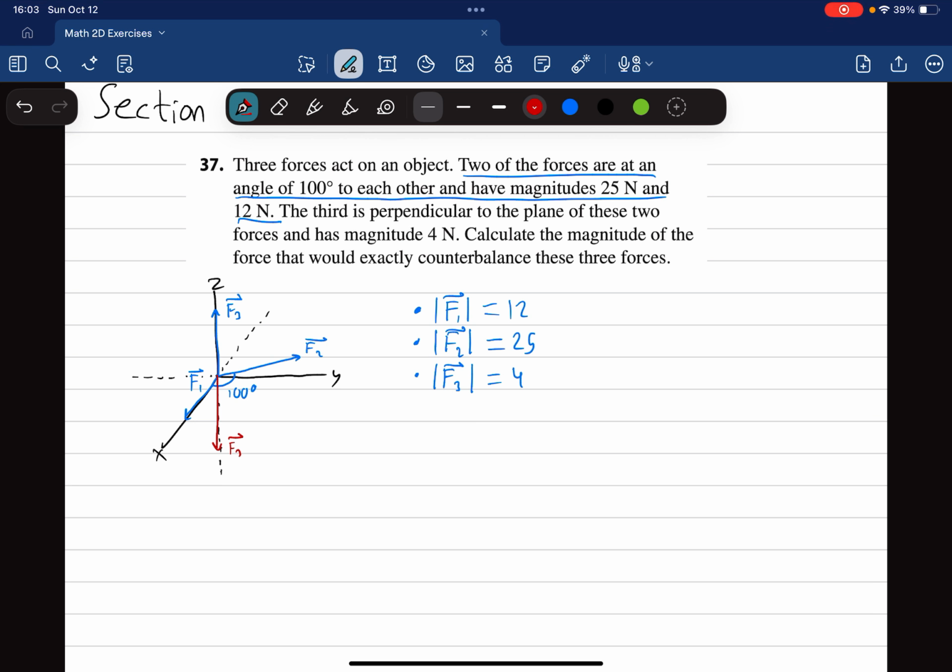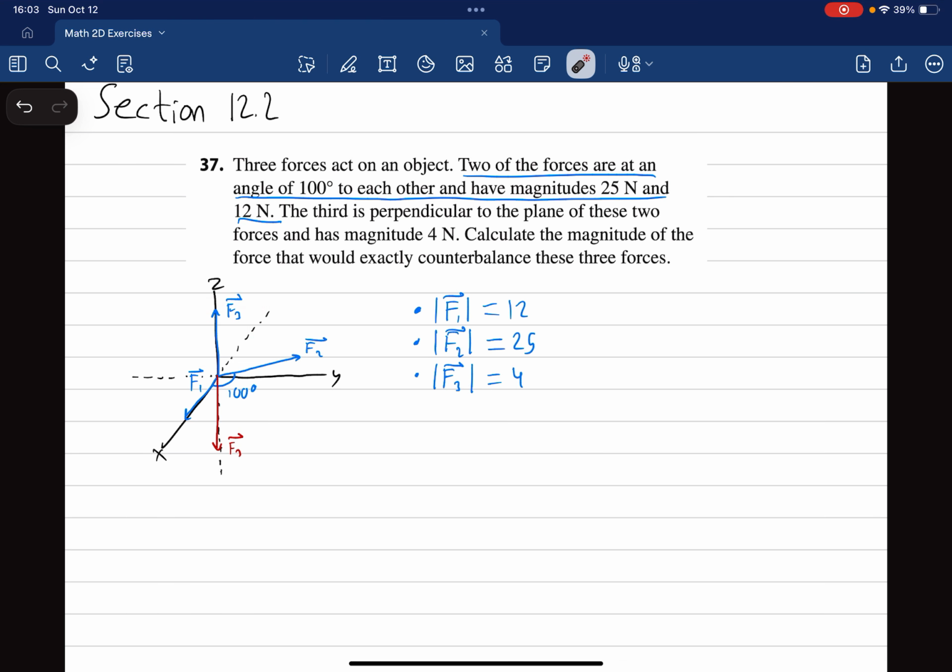Now, we will see shortly that this doesn't actually affect any of our calculations, but it should be pointed out that a priori, we don't know that the vector F3 should be pointing up in the positive z-axis this way. It could very well be pointing down, and we're going to account for that once we give these vectors some coordinates.